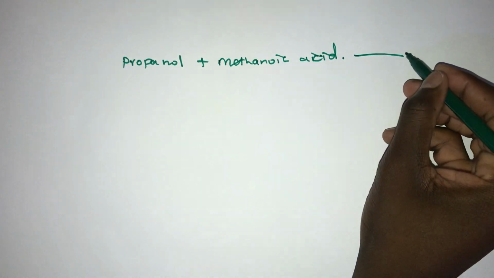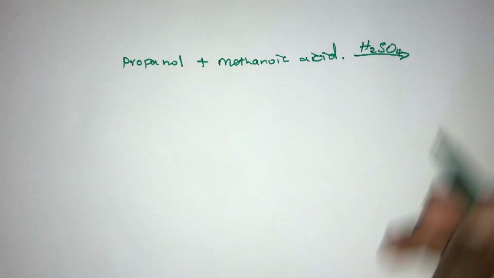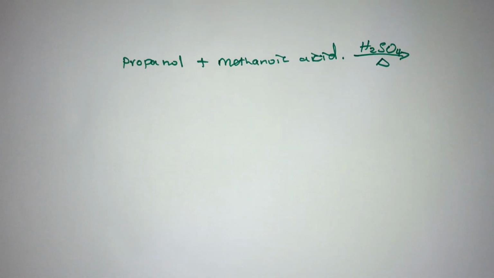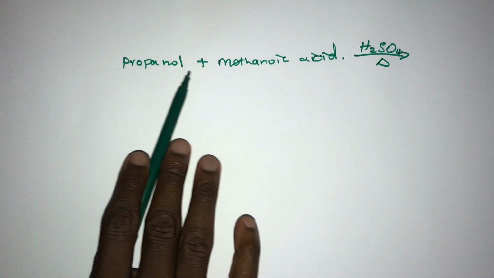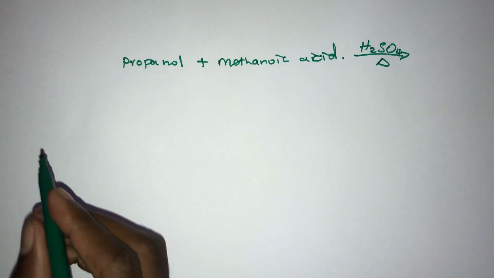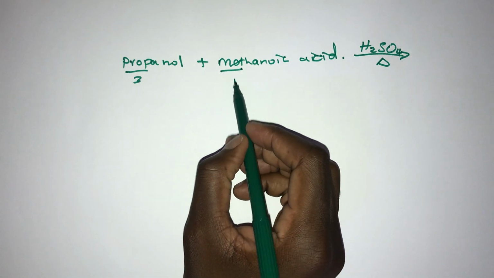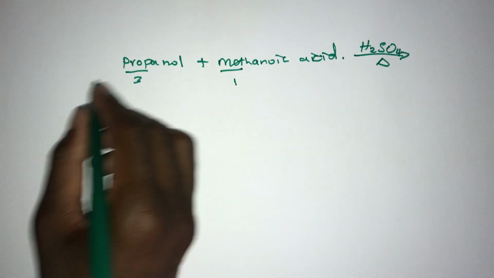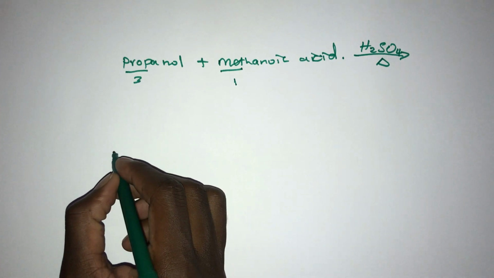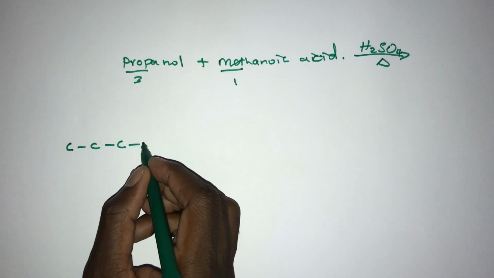Why? Because we have a dehydrating reagent, sulfuric acid, with heat down there. So now we draw the structural formula. We must draw the structural formula for propanol now. So this is prop, which means that we have 3 carbon atoms. This is meth, which means that we only have 1 carbon atom. So propanol, 3 carbon atoms. That means it's going to be 1, 2, 3. So here OH.